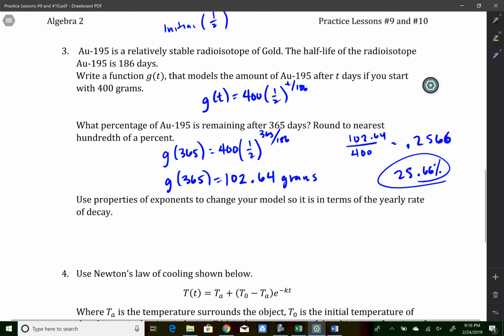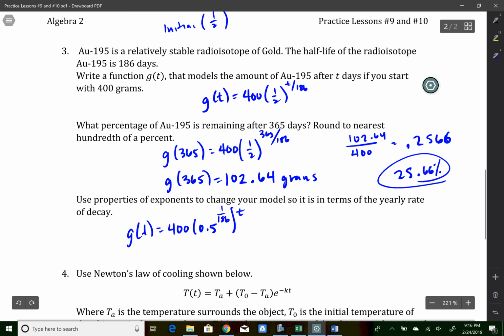Then it says use properties of exponents to change a model in terms of a yearly rate. So instead of this being a half-life rate going 186 days, I rewrite this so that the exponent is just t, and I'm going to change this to 0.5, just makes my life easier in a calculator, all right? We multiply it so that just t is the exponent. Now it's in terms of the yearly rate, kind of like what we did in the previous lesson when we were talking about effective versus nominal interest rate.